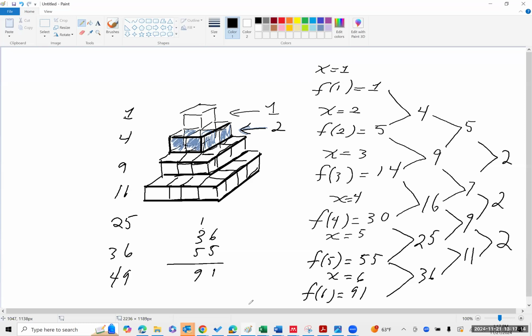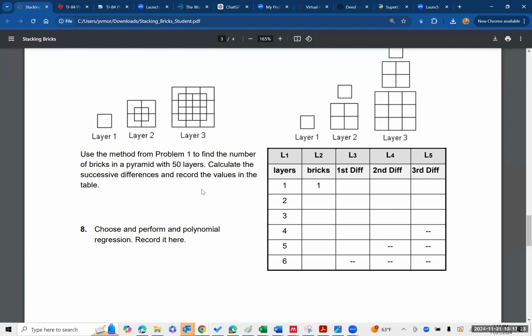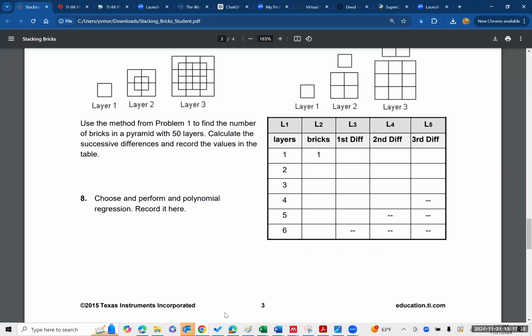So let's go back to the problem and choose. It says choose and perform a polynomial regression and record it here.